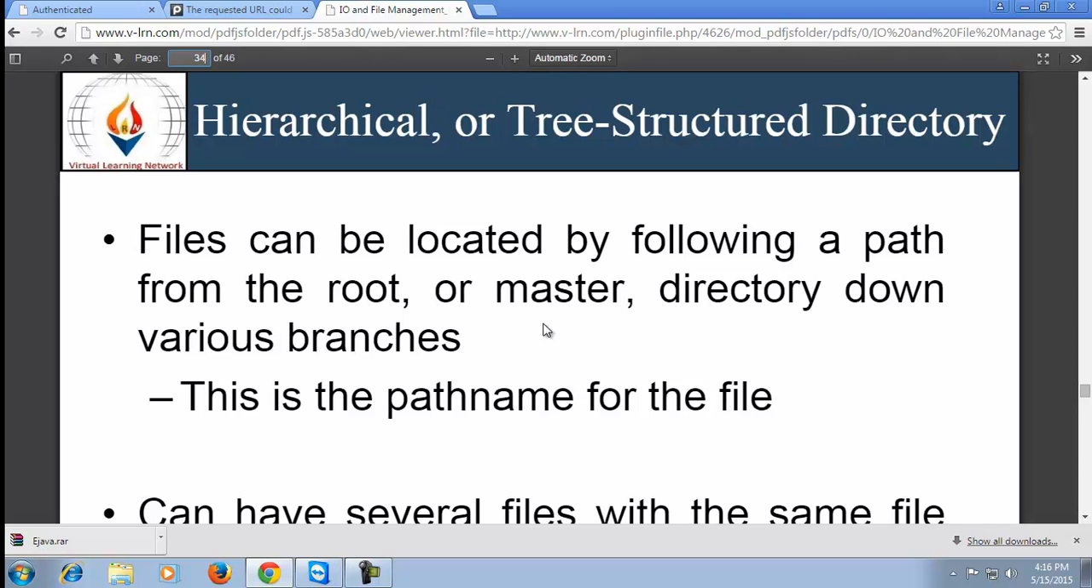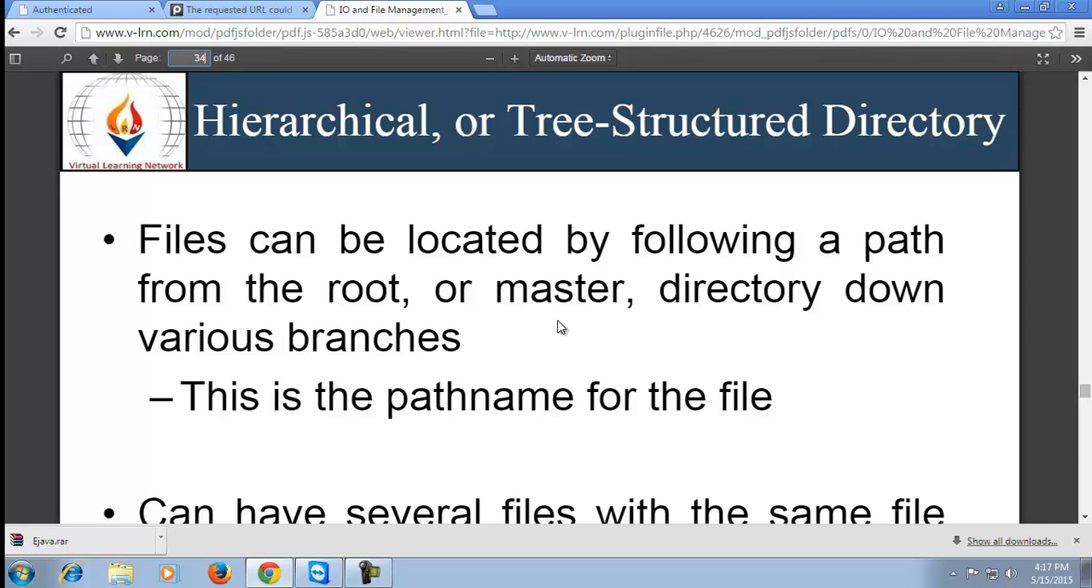Hierarchical or tree structure directory. Files can be located by following a path from the root or master directory down various branches. Suppose we have a tree structure in which A is at the root level, and B, C, D are at the further directory or subdirectory level, and they have another directory level. Then we can reference and give the path from A to B, B to C, C to D in that manner, which represents a linked list or adjacency list, which references which directory has which kind of file and which directory is referenced by which master directory.